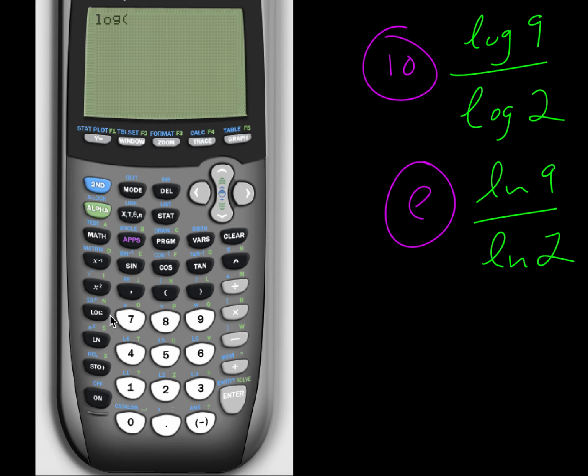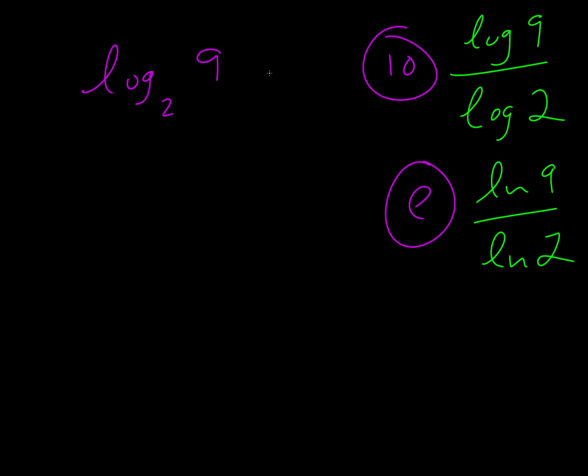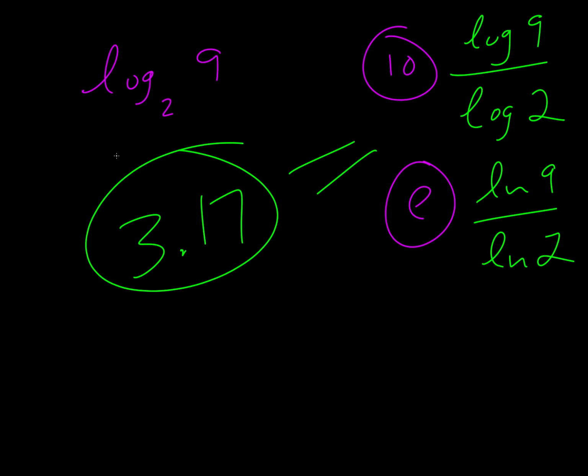So log 9 divided by log 2 is 3.17. Now if we do natural log 9 divided by natural log 2, 3.17. So both of these equal 3.17. And so for the change of base rule, it doesn't matter if you use log or natural log. Now obviously in almost any other situation, it does matter which one you use, but that's it.